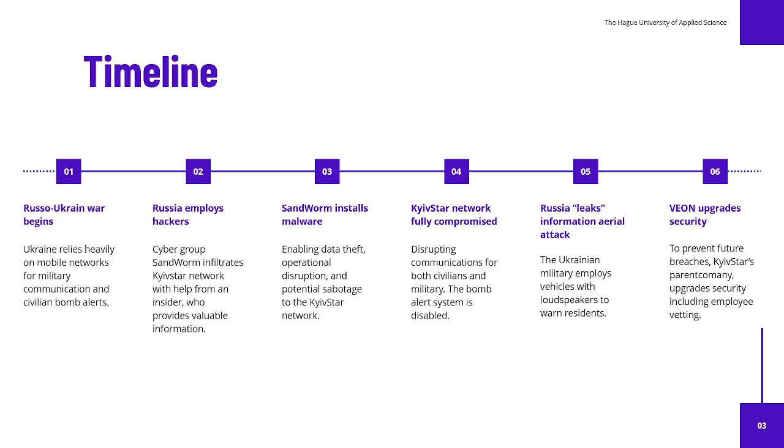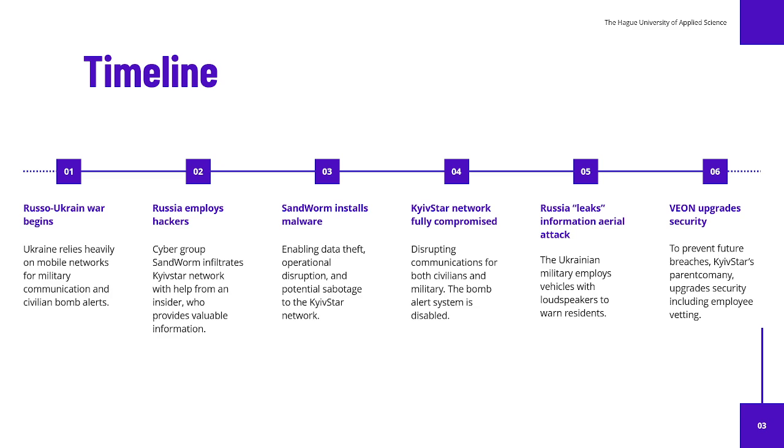One of the most significant instances of this occurred in March 2023, when Russia's notorious cyber group, Sandworm, infiltrated Ukraine's largest mobile network provider, Kyivstar. This attack was made possible by the involvement of a corrupt insider within Kyivstar, who provided Sandworm with sensitive information about network vulnerabilities and effective methods of security exploitation.